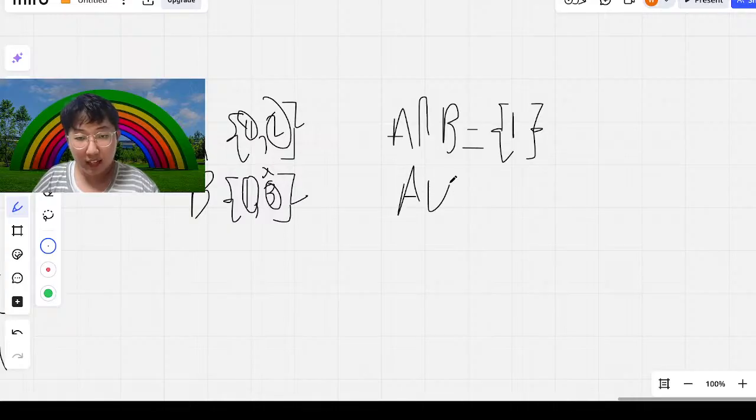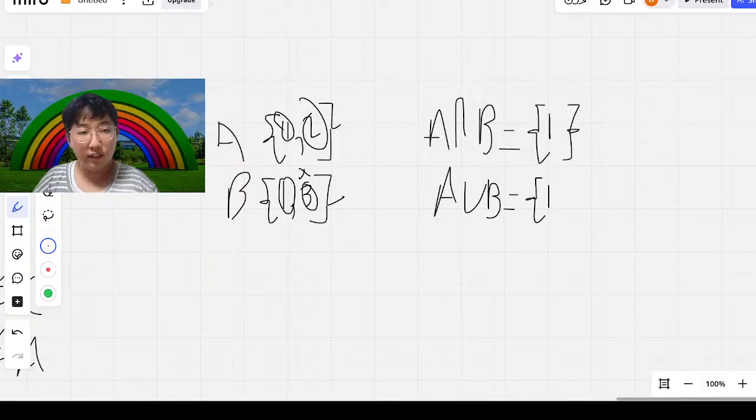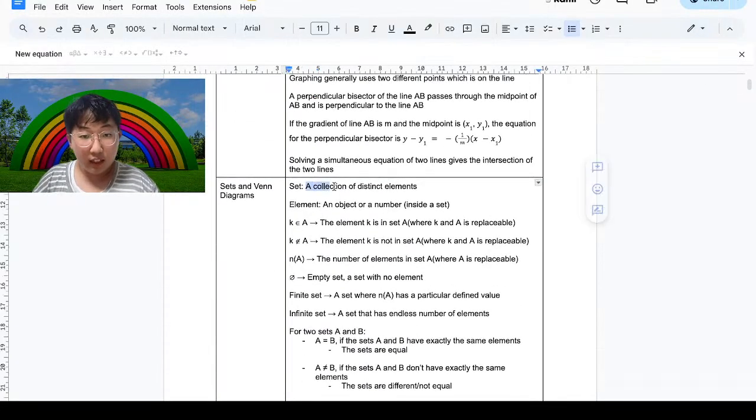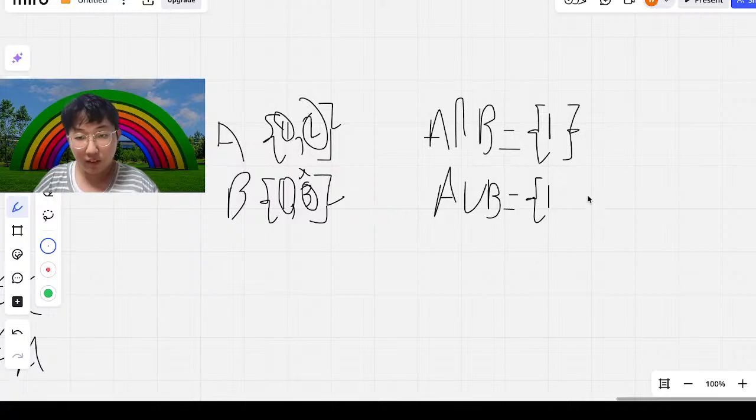So we can just list every single element that we can find. So 1 can be found. And note that we cannot repeat elements because the definition of a set is a collection of distinct elements. So it must be different. It cannot be 1 and 1. So it has to be 1 only appearing once, and then 2 appearing once, and then 3 appearing once. And then we have this as the set of the union of A and B.